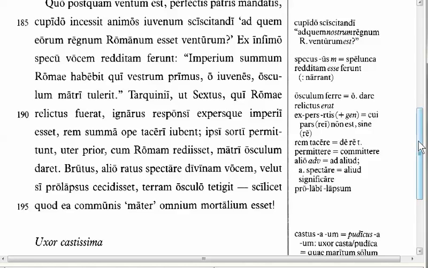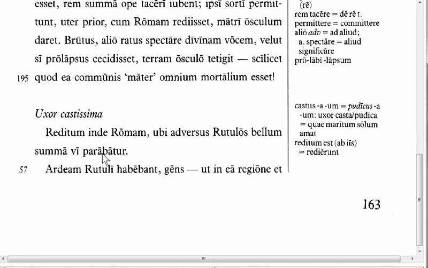And here we have reditum inde Romam ubi adversus rutulos bellum summa vi parabatur. Literally, there was a returning thence from there to Rome. But we would say they returned to Rome, but notice that reditum est is missing here, but it's implied. Reditum est means redierunt, they returned, but it's impersonal and passive. They returned from there to Rome, where war against the Rutuli was being prepared for with all their strength. The next new feature is in line 226.